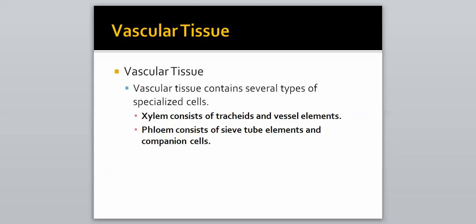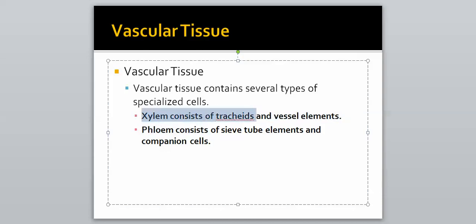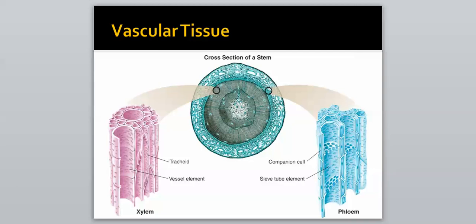Xylem consists of tracheids and vessel elements. So xylem consists of two types of cells known as tracheids and vessel elements, and phloem consists of sieve tube elements and companion cells. So those are two main differences there. If we took a cross section, this is kind of what it would look like. We're going to get a more in-depth look at each one of those.